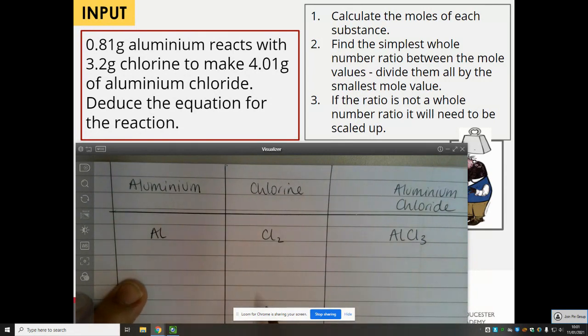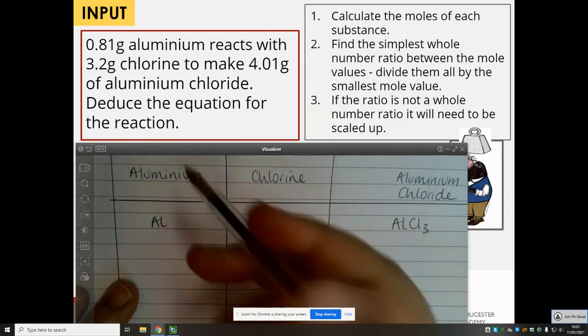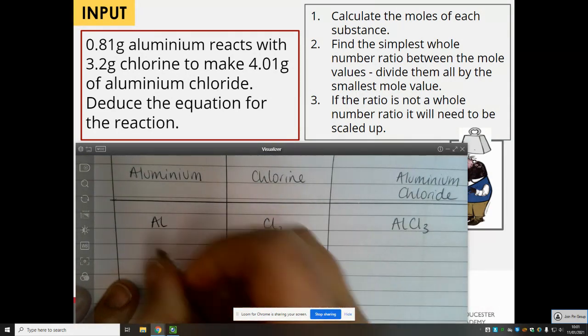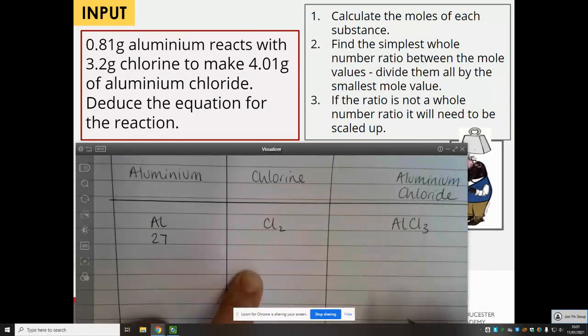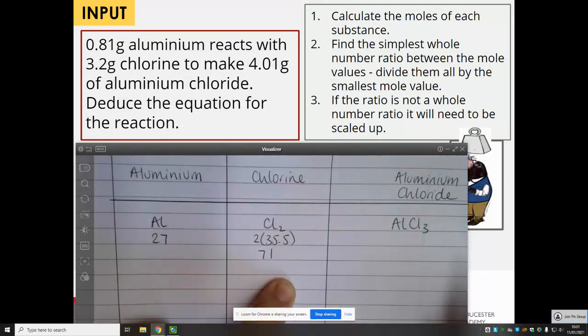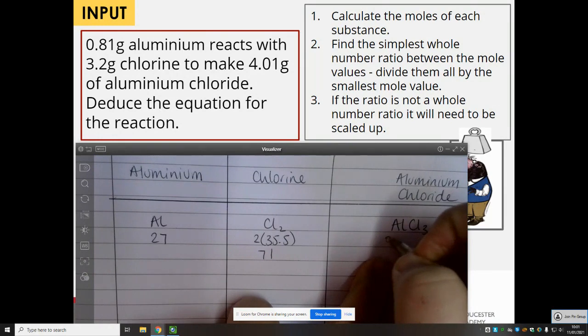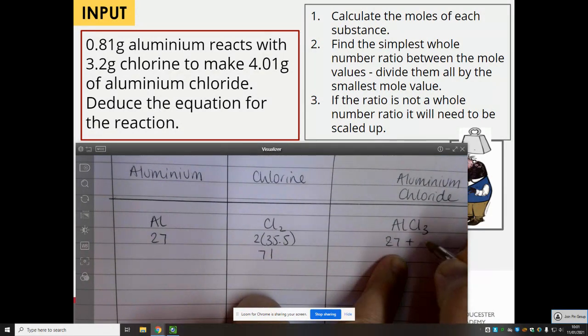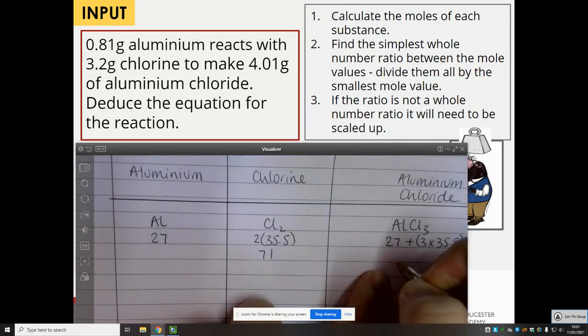So using my periodic table, I should be able to work out the formula masses. Aluminium is 27. Chlorine is 2 times 35.5, which is 71. Aluminium chloride is going to be 27 plus 3 times 35.5, which is 133.5.